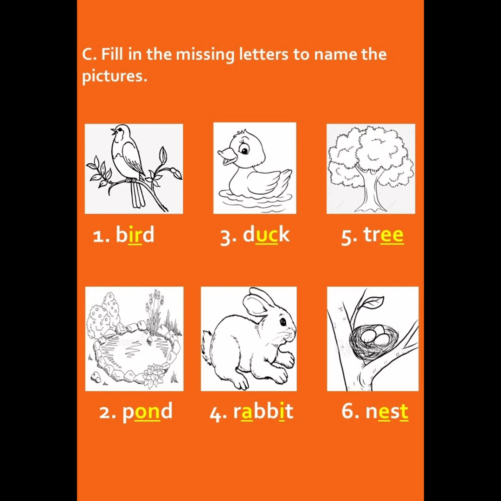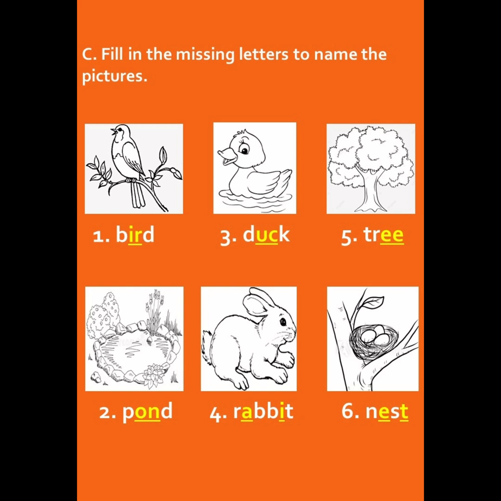Second picture is, what is second picture of? Pond. P-O-N-D. Pond. You will write O and N. And children, while writing these letters, be very careful that you have to write this in cursive writing. Number 3 picture is of duck. Here D and K is given. You will write U-C. The spelling of duck is D-U-C-K, duck. Number 4 is R, double B and T is there.